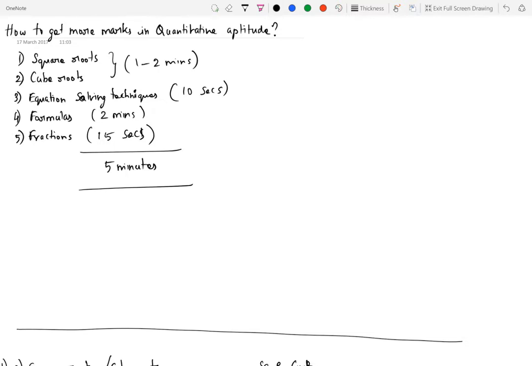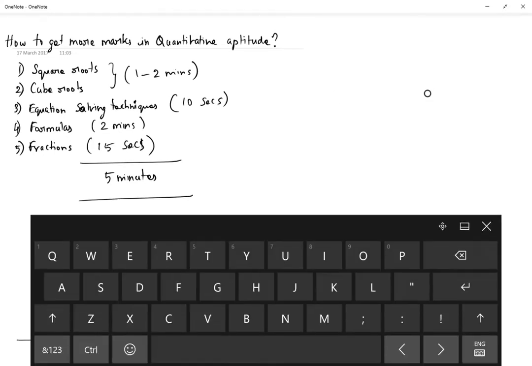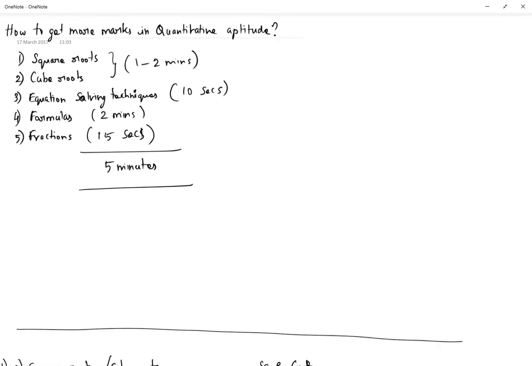Those rough sheets will be available mostly with 4 pages. We can allot a full page for writing certain things to remember which will be used effectively. So what are all the points? The first one is square roots. The second one is cube roots. Then equation solving techniques, formulas and fractions.